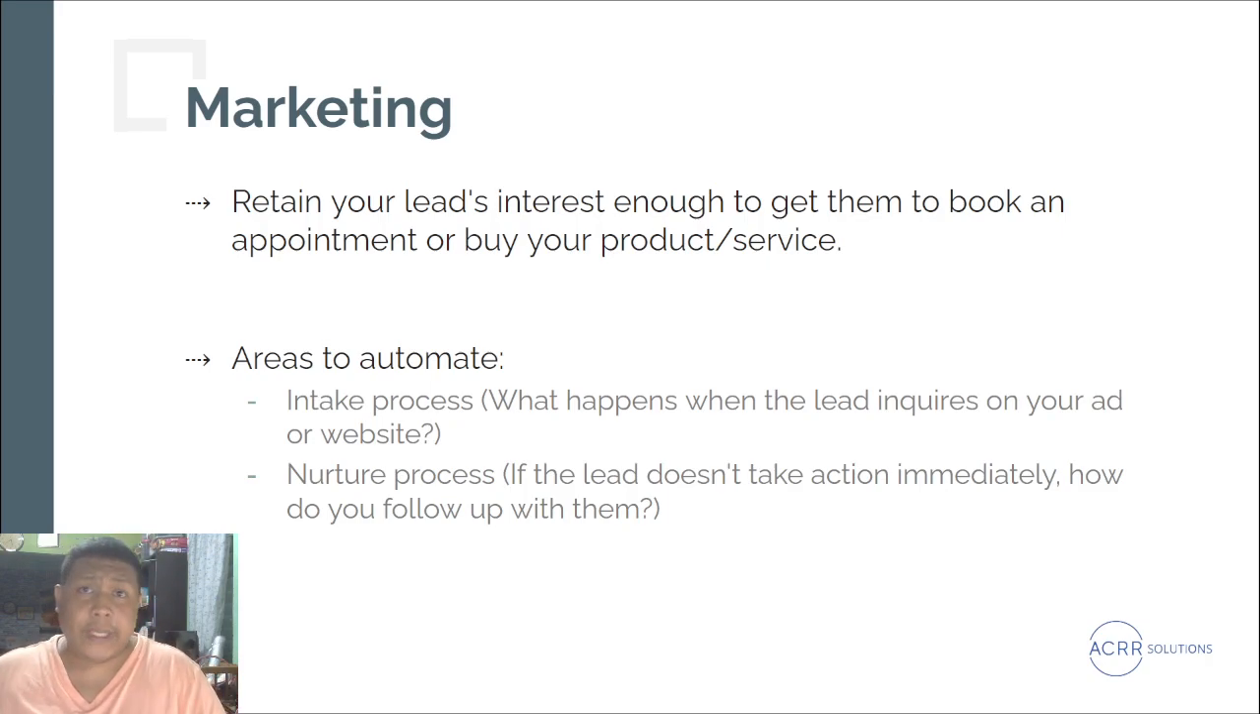So typically there are two types of nurture processes: the long-term nurture and the short-term nurture. Short-term nurture usually takes about a week or two, anywhere between 5 to 10 emails that go out every 2 or 3 days, depending on how often you want them to get emails. And most of the language in those emails is salesy in nature.